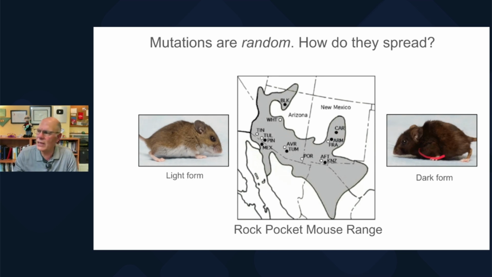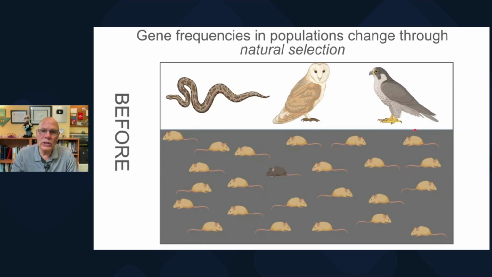How did it come to be that this entire population wound up being dark colored? Now we're really talking about evolution. And the question, again, is how would a gene, which is a sequence of DNA that codes for a specific protein, how would that change?